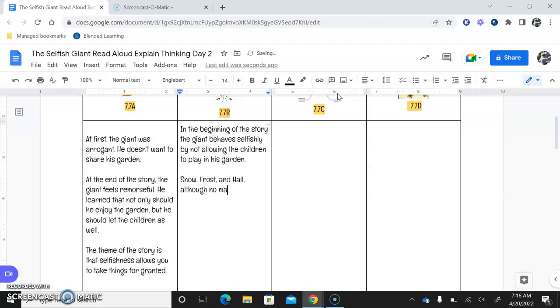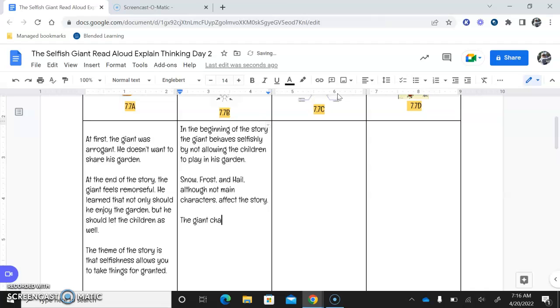In snow, frost, and hail, although not main characters, they affect the story. So this tells us that even minor characters who don't play a huge role can still affect the other characters and the plot of the story.